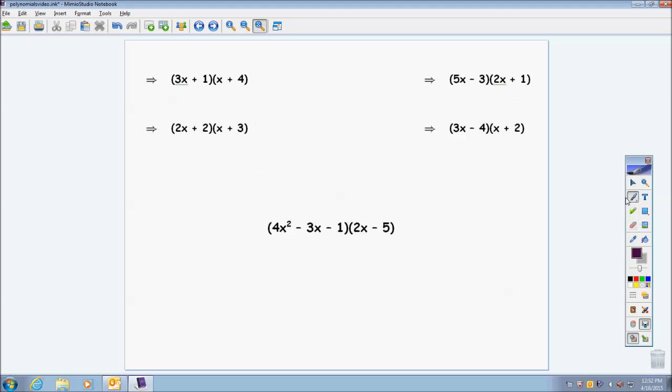And again, the good thing about the video is you can rewind it. You can listen to it many, many times if you need to. I'm just going to keep going. 3x times x is 3x squared. Remember, we're not adding. We're multiplying. 3x squared. And then outer is 6x.